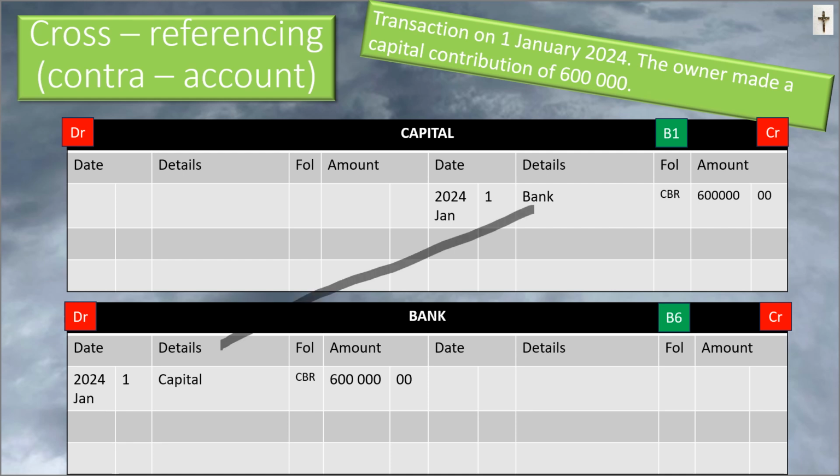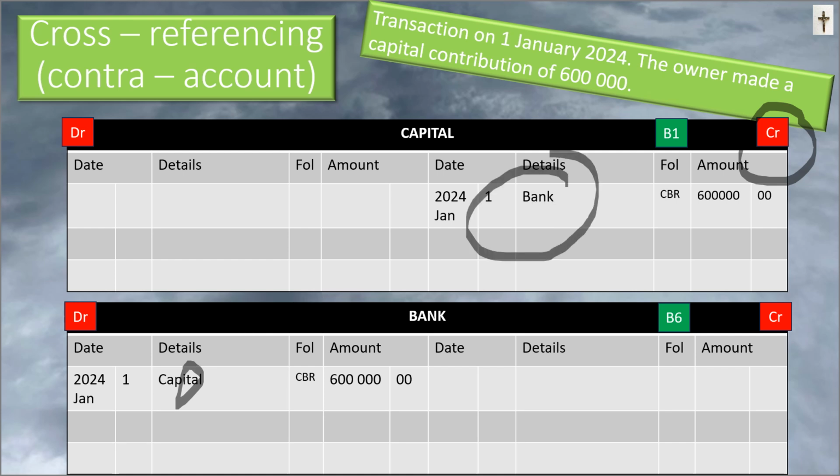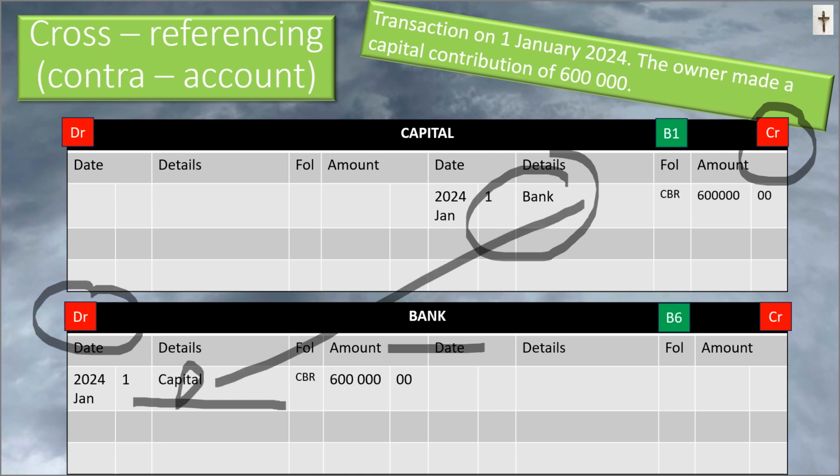They are a cross-reference. So if capital was credited, which account got debited? Under details you will see the bank account. And if you were in the bank account and you wanted to know what was the other account that got credited as bank got debited, you look under details and you will see the name of the contra account. So by filling in the contra accounts under the details column, we cross-reference.